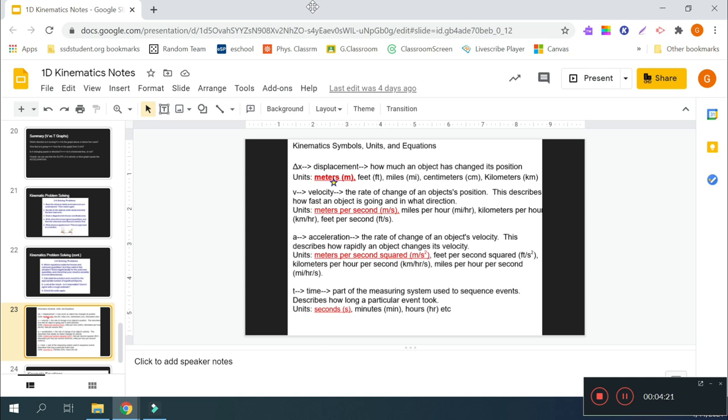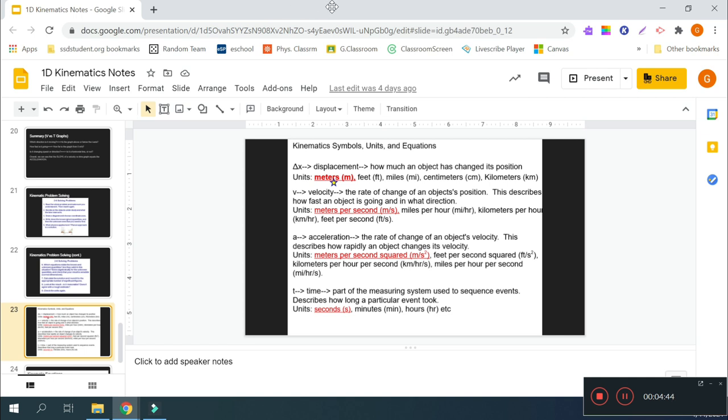So displacement, we're going to use the symbol delta x, and that's how much something has changed its position. The standard unit is going to be meters. V is going to be for velocity, and that's going to be measured in meters per second, although you could measure in miles per hour, kilometers per hour, or feet per second.